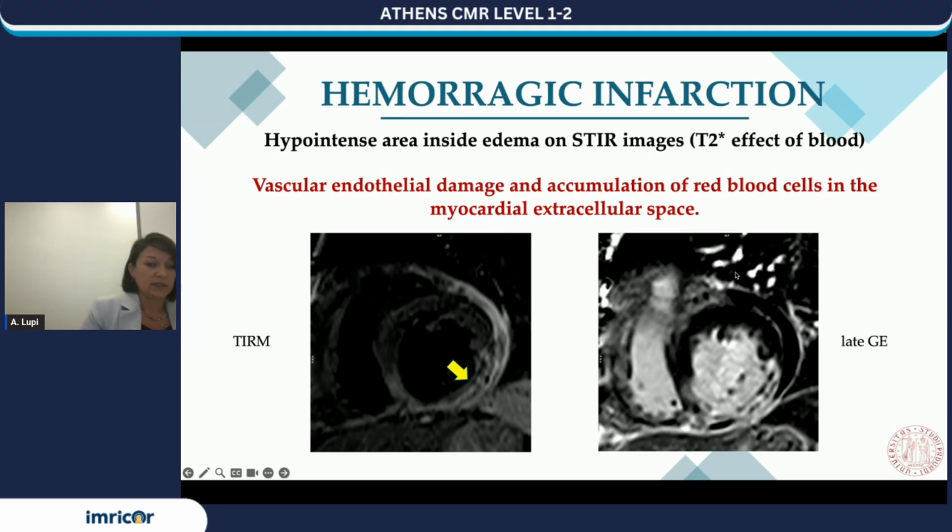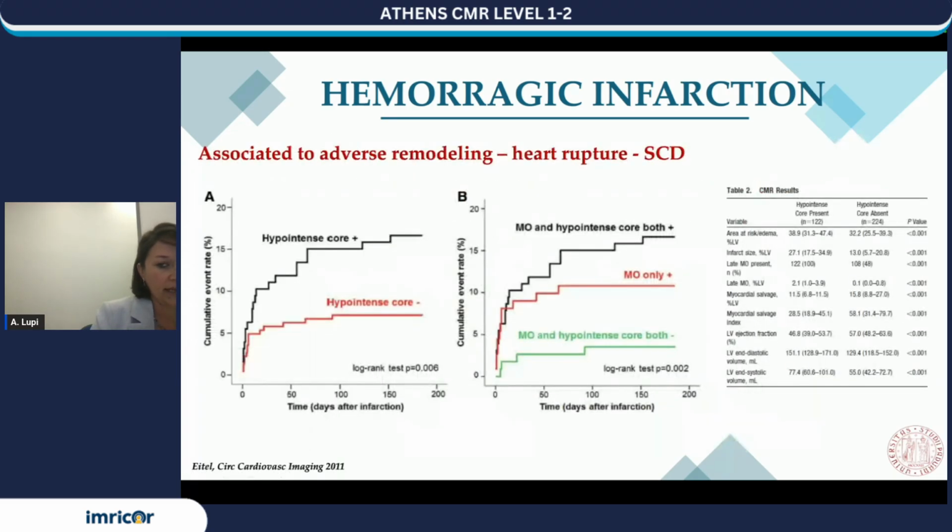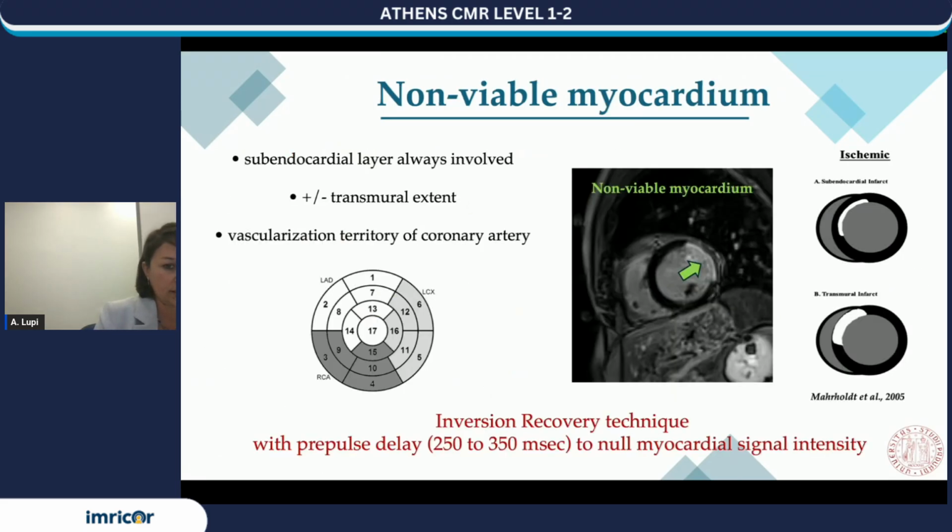Another aspect to identify is the presence of hemorrhagic infarction that is considered a severe form of microvascular obstruction, and that could be identified by a hypointense core area and edema on STIR images, T2 star effect of blood. Even in this case, the presence of hemorrhagic infarction is associated to worse prognosis with adverse remodeling, heart rupture, and sudden cardiac death.